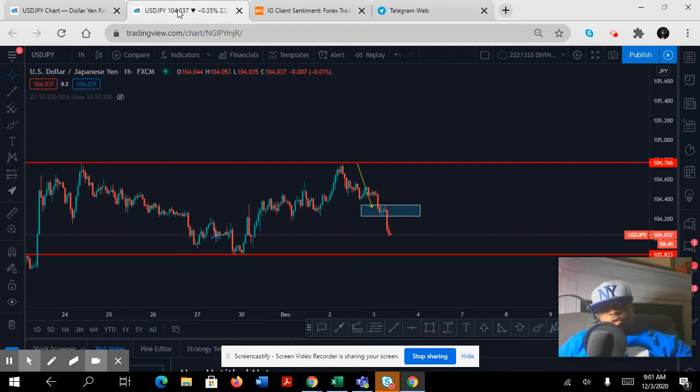We're going to look at US dollar Japanese yen today. I took this trade yesterday and I just wanted to go over the trade to show you my thought process and why I did the trade.